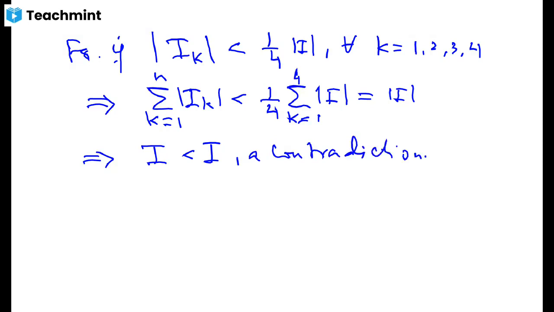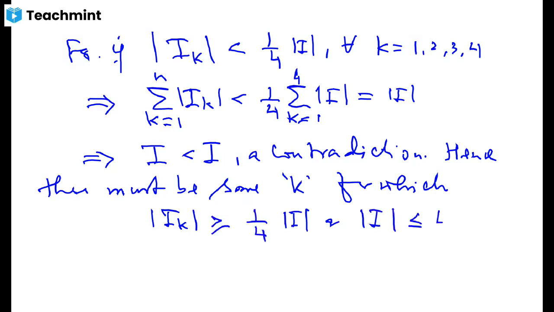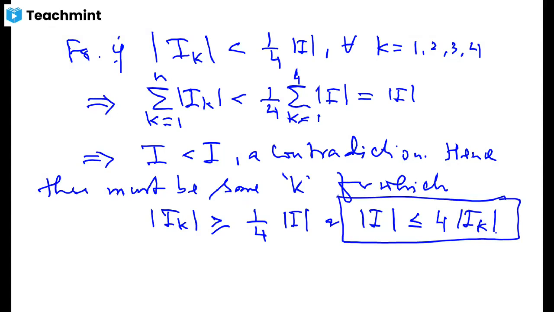So hence there must be some k for which the modulus of I_k is bigger than or equal to 1/4 of the modulus of I. Or equivalently, you must say that the modulus of I is less than or equal to 4 times the modulus of I_k. We are going to have an important consequence here.